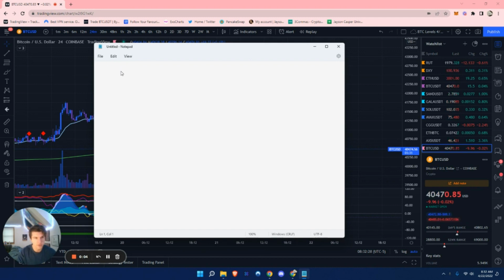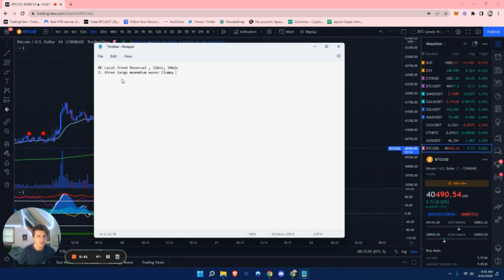Really, we can call this the Market Cipher local trend reversal. And again, the key time frames to this strategy are the 12-minute and 24-minute. Really, the 24-minute is more powerful, as you can see, but the 12-minute works pretty well too. And so the first thing you want to look for is 3 large momentum waves, and you want to see these lumpy looking. So they're like the single wave, and there's really no other kind of waves around it.